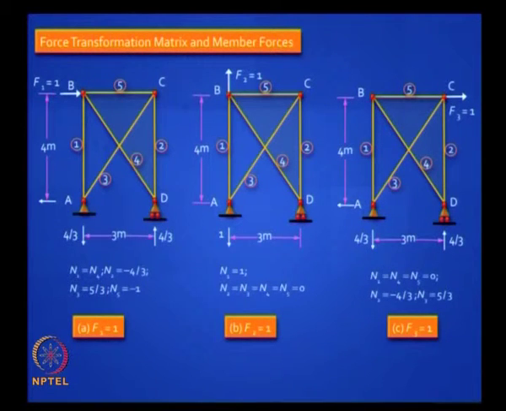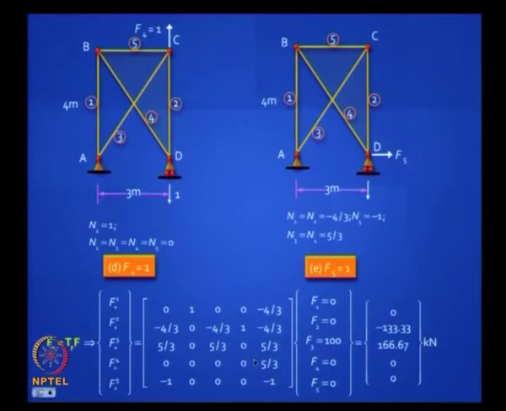Apply F2 equal to 1, apply F3 equal to 1, find out all the bar forces. Can I proceed? We did this earlier. Then you apply F4 equal to 1, apply F5 equal to 1 and fill up this matrix. Okay, so this is your TF matrix. Is it clear? The first column refers to the bar forces. Mind you, this F1 star, F2 star are nothing but N1, N2, right?